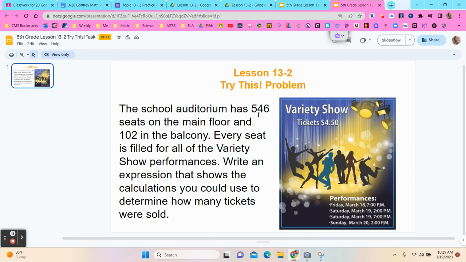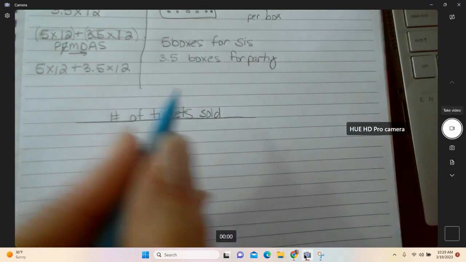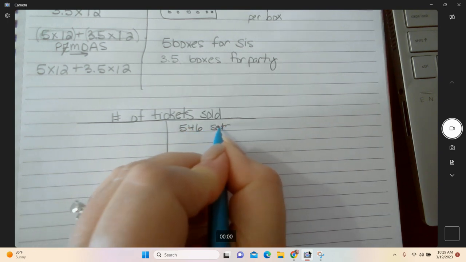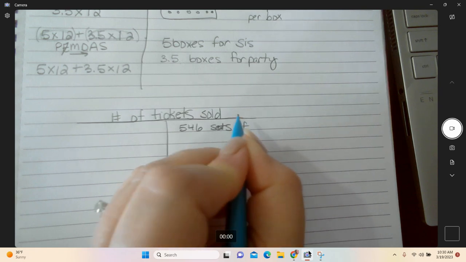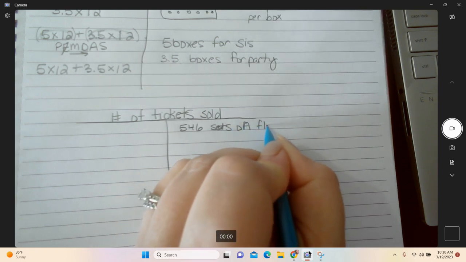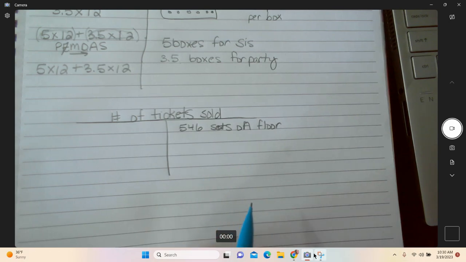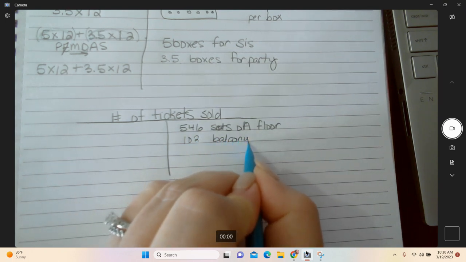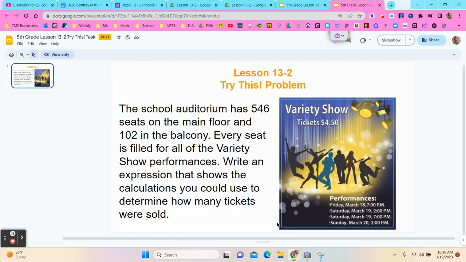So let's go back in. There are 546 seats on the main floor. So let's take that note. 546 seats on floor. And then how much was in the balcony? Let's see. 102 in the balcony. All right, and then it says every seat is filled for all the performances. Write an expression that shows the calculations you could use to determine how many tickets were sold.